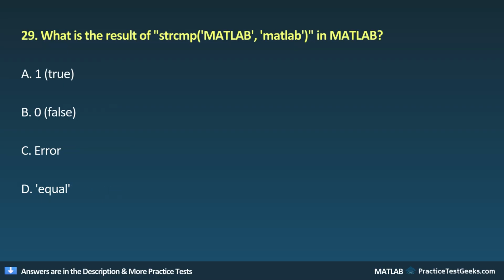29. What is the result of strcmp('MATLAB', 'MATLAB') in MATLAB? A. 1, true. B. 0, false. C. Error. D. Equal.